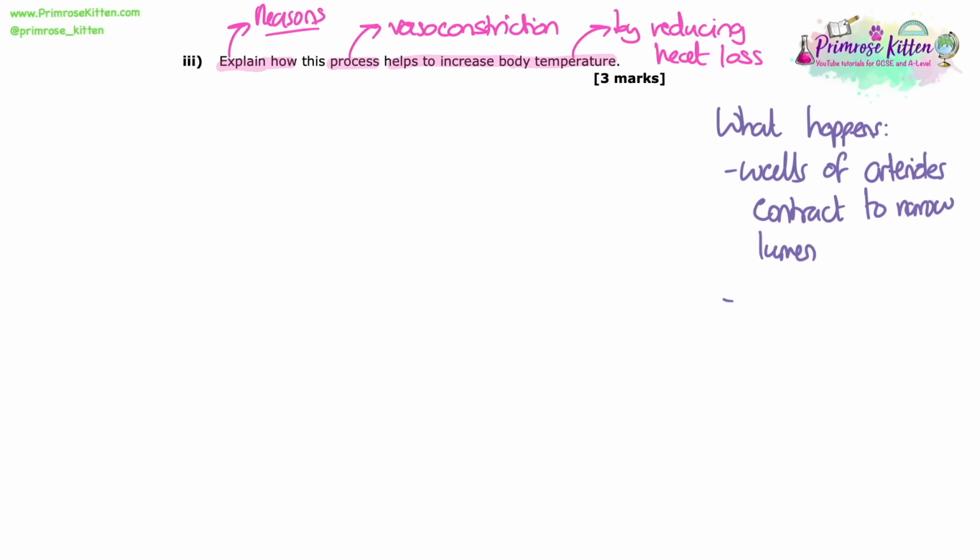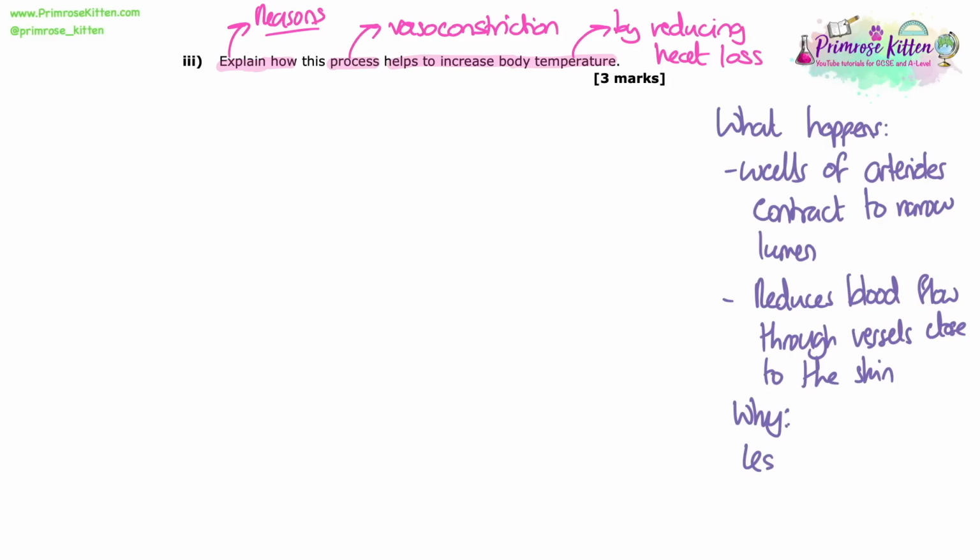So first of all, we need to give the explanation of what happens. So how does it actually happen? So the walls of the arterioles contract to narrow the lumen. So actually describing what's happening in vasoconstriction is going to get us a mark here because it's not giving us any of that information other than just showing us the diagram. So we are explaining that we understand what vasoconstriction means. What does that then do? That reduces blood flow through the blood vessel. So that's the how. Now we need the explain part.